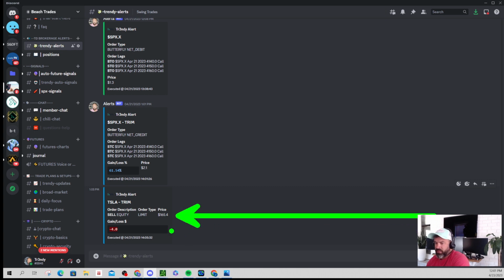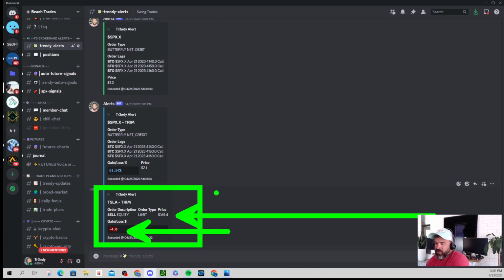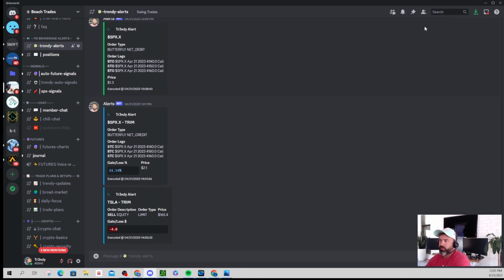misleading because remember, I entered Tesla 3 times. Our last entry was 162 and some change, and it's showing -4. This is not accurate. It should be taking the last time I got in and then showing you that gain. So I want to say we actually gained about $2 to $3 on the last shares that we entered. So I was just trimming from our last entry, and we'll go over that really quick.